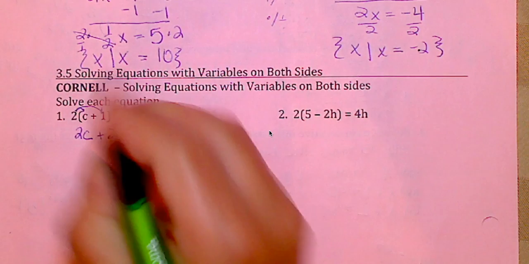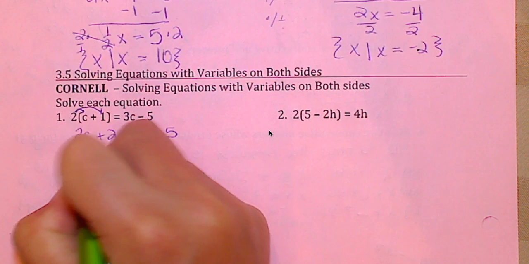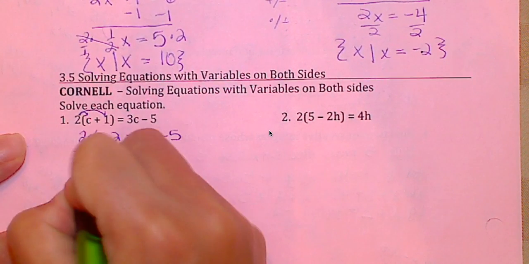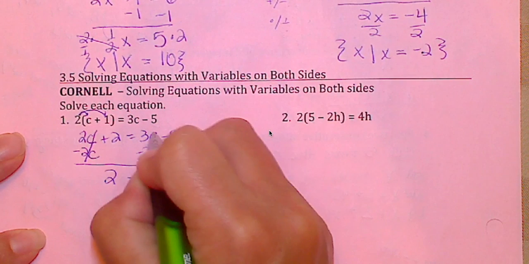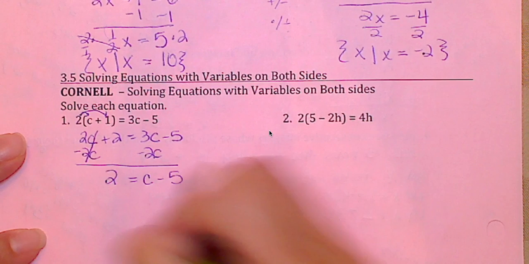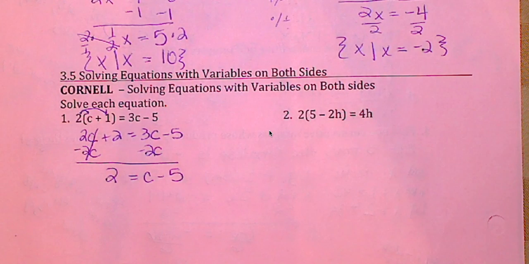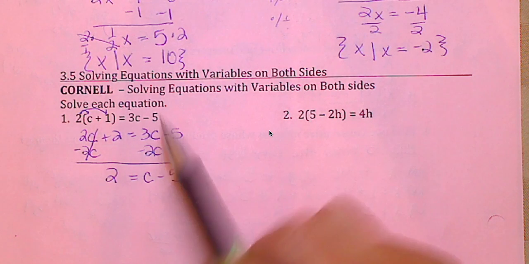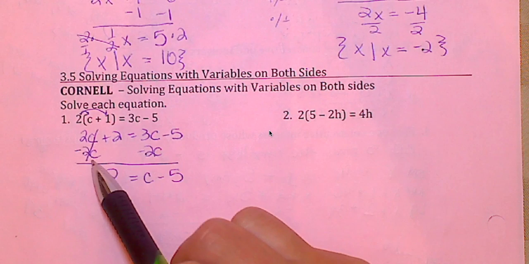To move it to the other side, since it's a positive 2c, we will subtract 2c. So they'll drop out here. We get 3c minus 2c equals 1c, or just c. And then we're left with minus 5.